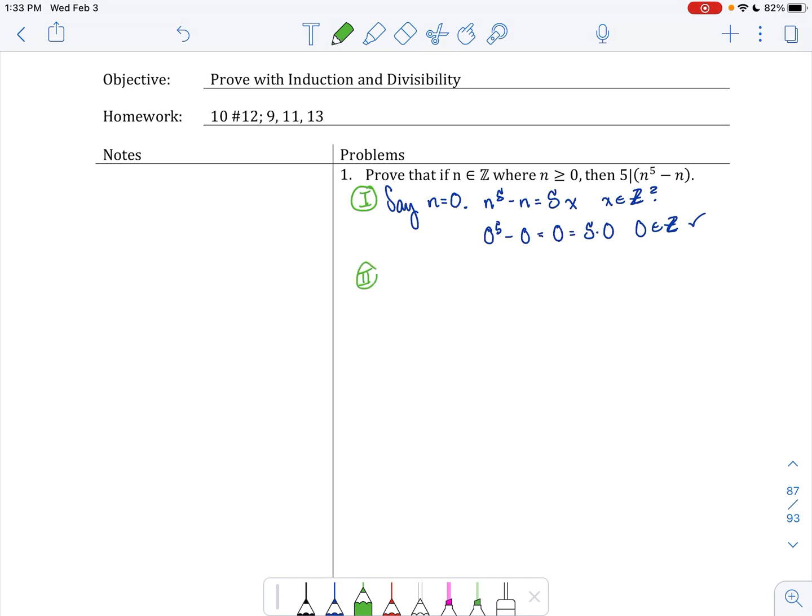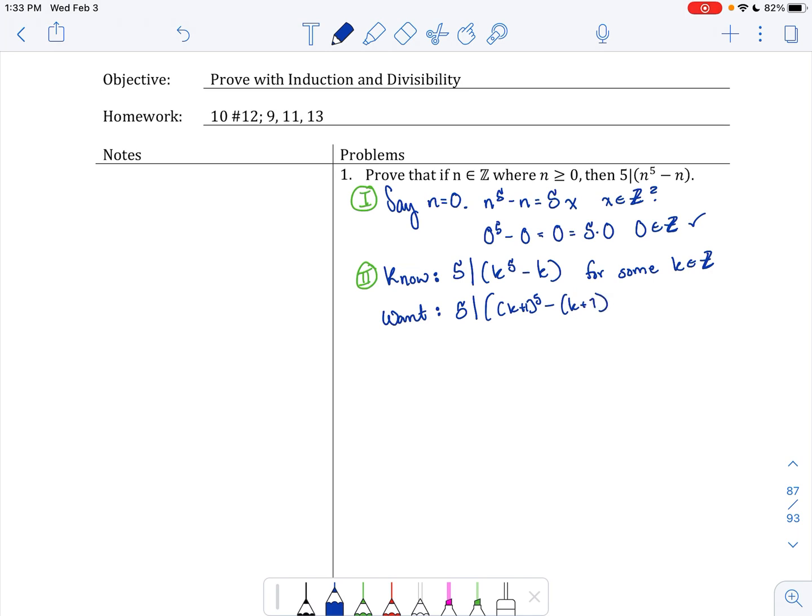Now, as I said before, I'm not going to write out the entire assumption statement because I don't want the video to be too long, but we know that 5 divides k to the 5th minus k for some k in the integers. And what we are going to want to show now is that 5 divides k plus 1 to the 5th minus k plus 1. Now, just as before, in our algebraic proof, we're going to start with the statement we know. So we know 5 divides k to the 5th minus k. What that means is that k to the 5th minus k is equal to 5x for some x in the integers. This is the definition of divisibility.